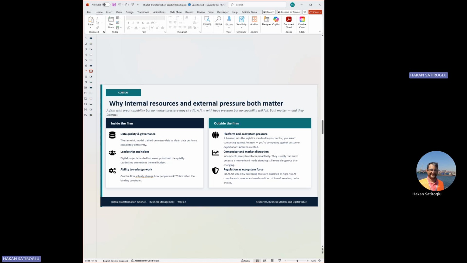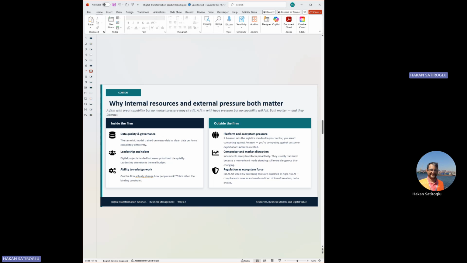Let's say a firm has strong people, a good system, and a useful data management system, but if there is no real pressure from the market, it may move slowly or not move at all. On the other hand, a firm may face intense pressure from competitors, platforms, or regulatory bodies, yet still fail because it doesn't have the internal capability to respond. So it is a two-sided sharp knife. The key message here is that transformation happens when internal readiness and external pressure meet each other.